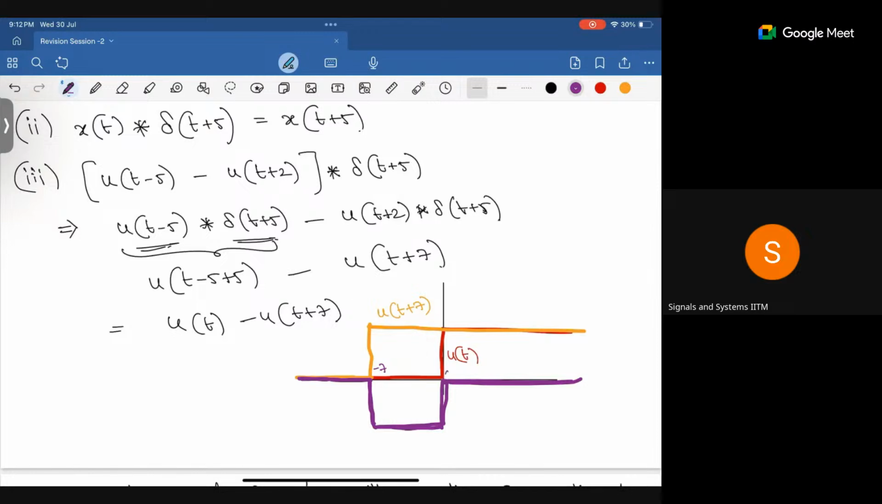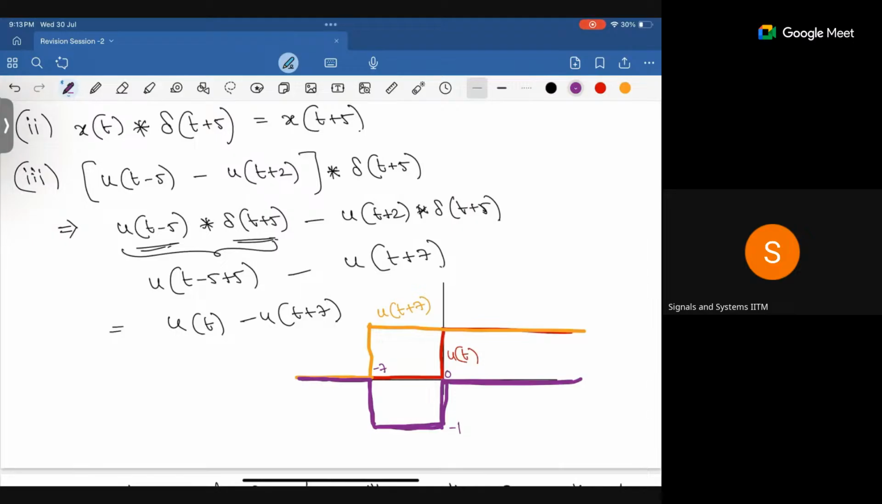Between minus 7 to 0, u of t plus 7 is 1. u of t is 0. So u of t, which is 0, minus u of t plus 7, which is 1, gives 0 minus 1, which will be minus 1. So that will go negative.